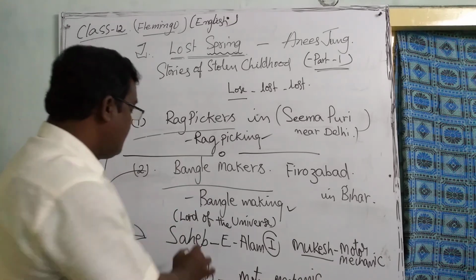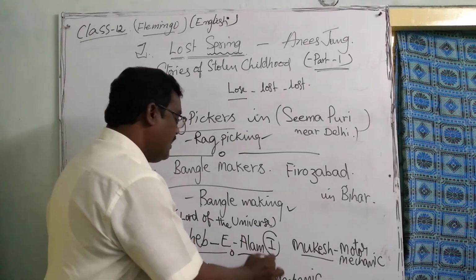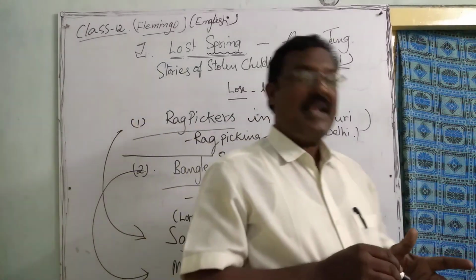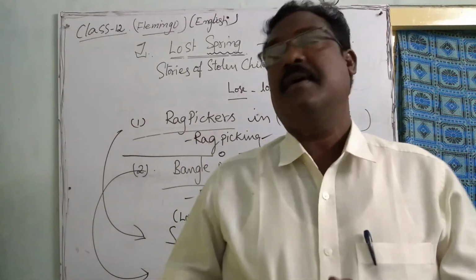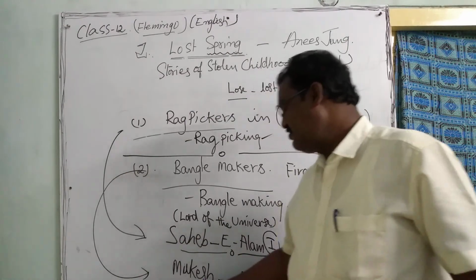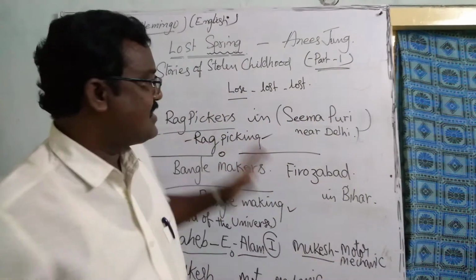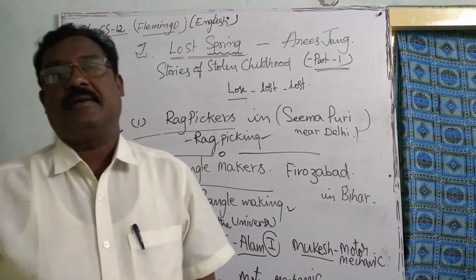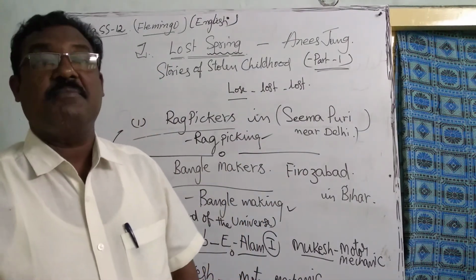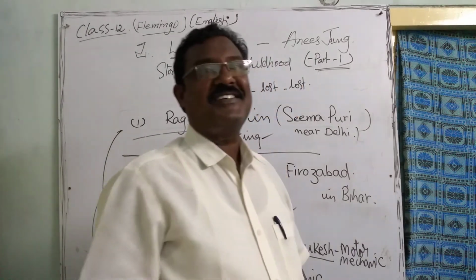My dear students, so in rag picking, the important character is Saheb, and in bangle making, the important character of that profession is Mukesh. So in the next video we are going to discuss thoroughly. My dear students, once revise and be ready for the next video.